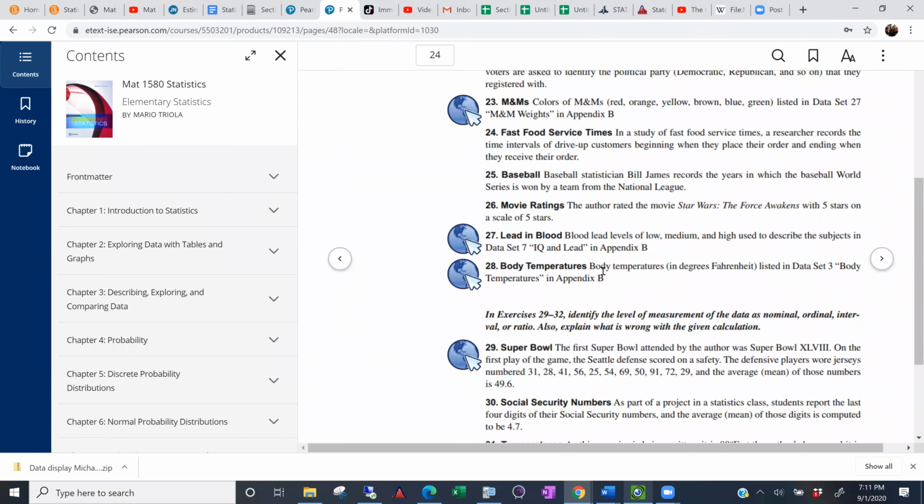And down to body temperatures. Body temperatures in degrees Fahrenheit. Well, what did we say about degrees Fahrenheit and degrees Kelvin? We said interval, right? Interval, okay. That's exactly what we said. It's interval. Oh, so the Kelvin was interval? Okay, Kelvin I thought was ratio. Kelvin was ratio. Oh, ratio. Okay. Just making sure.